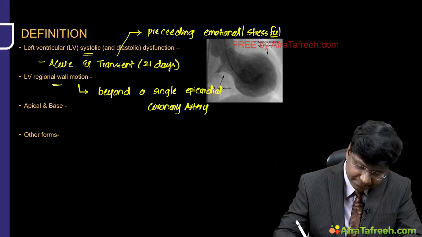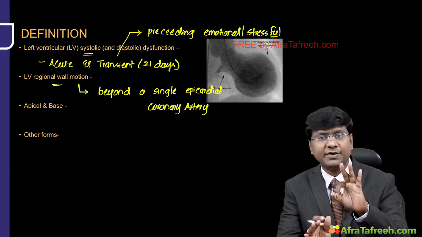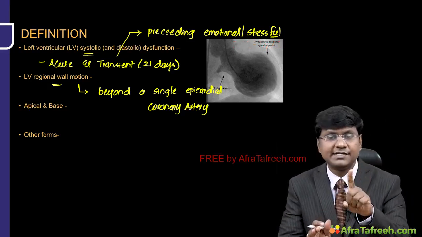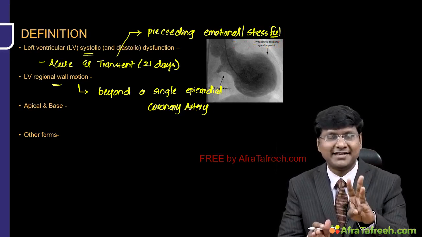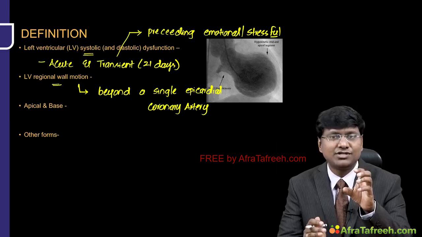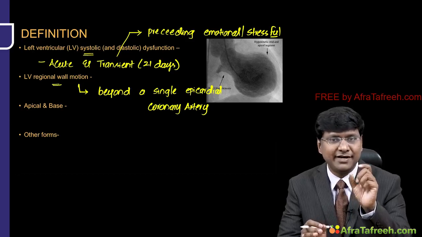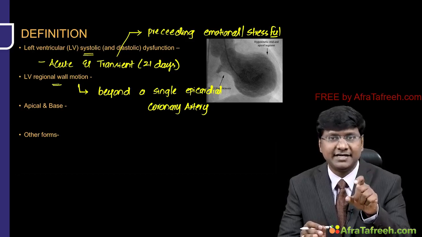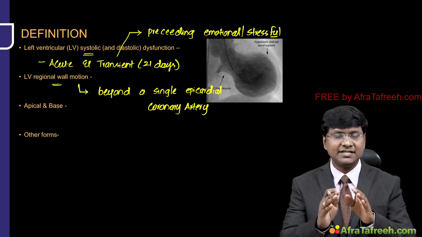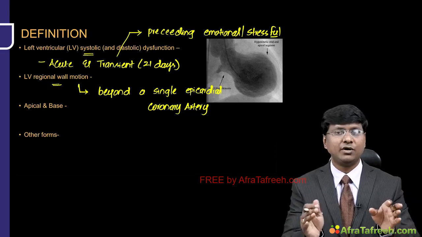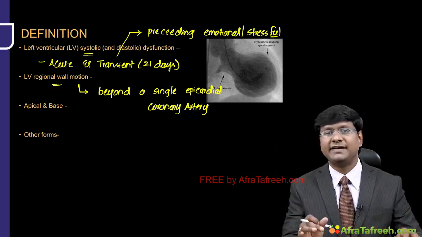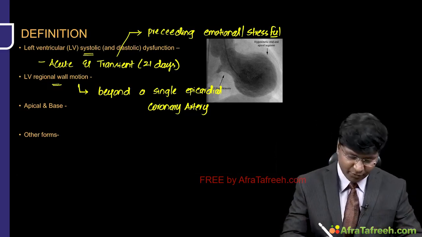So in the sense, the coronary arteries, we have three important coronary arteries. One is left anterior descending artery, left circumflex artery, and right coronary artery. So this regional wall motion abnormality is not confined only to the left anterior descending artery. It is present beyond the supply of the left anterior descending artery. That is one important point.